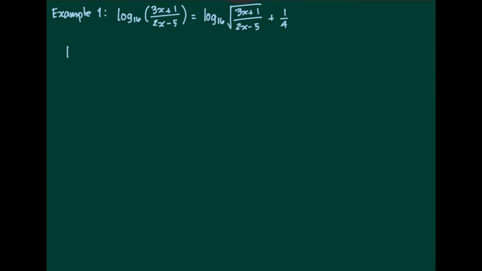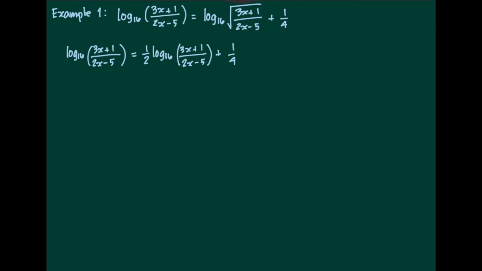Now, what I would like to do na first step ay gagamitin ko yung power rule ng logarithms. So, wala muna akong gagawin sa left side. But on the right-hand side, the logarithm of the square root, this is equal to 1/2 of the logarithm base 16 of the quantity 3x plus 1 over 2x minus 5 plus 1/4 pa rin. Walang nagbago doon. Now, notice na sa left-hand side, meron tayong log 16 of something. Sa right-hand side, we have 1/2 log base 16 of something.